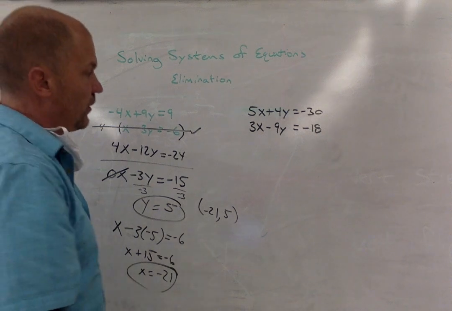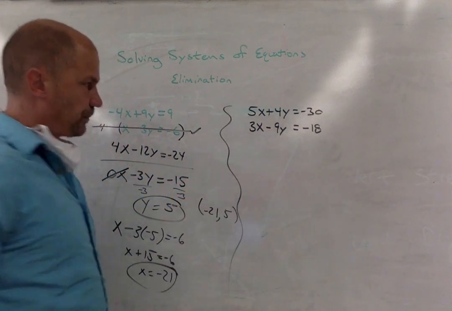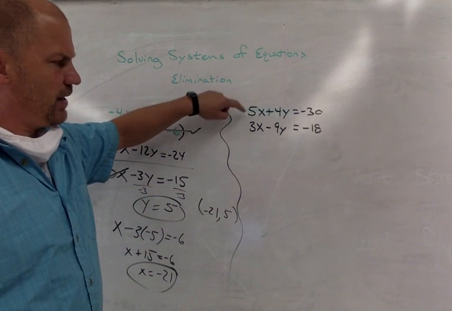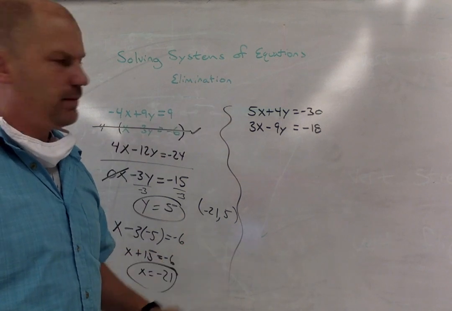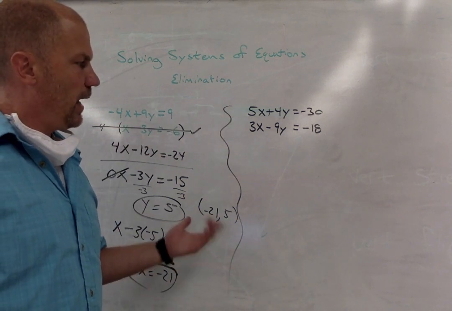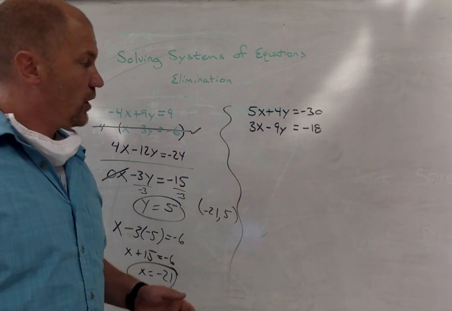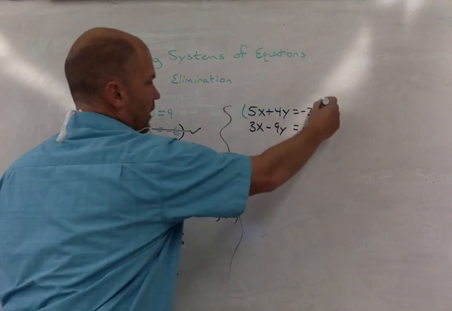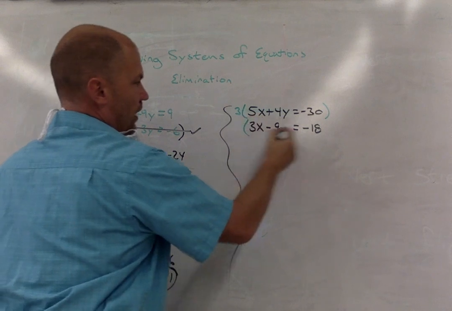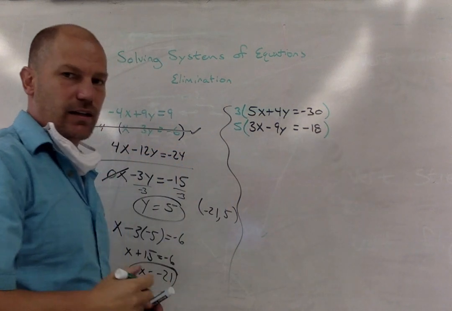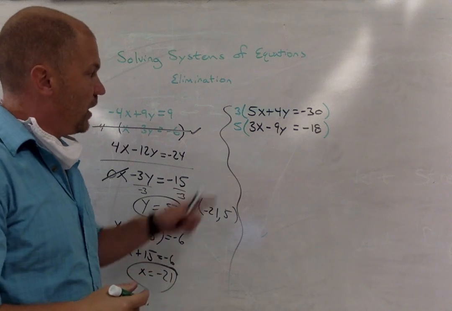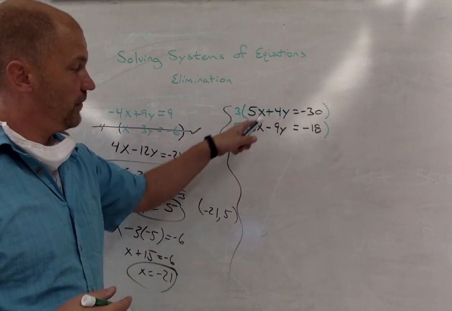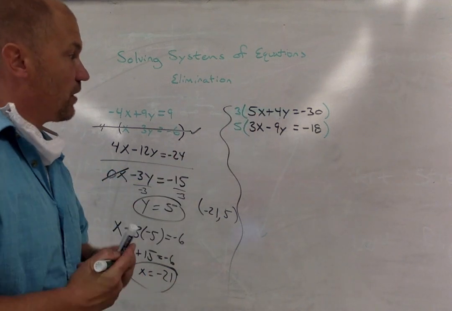Slightly more challenging is a problem like this. And this one's more challenging because there's no easy number that I can multiply this by or that by to cause elimination to happen. So I'm going to just choose to multiply the top one by 3 and the bottom one by 5. And it's kind of like finding a common denominator. Because I know 3 times 5 is 15 and 5 times 3 is 15. So I know that I'm going to end up with a 15x and a 15x, so that's going to be good.